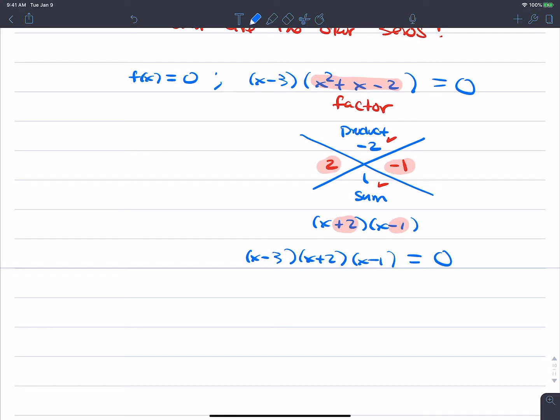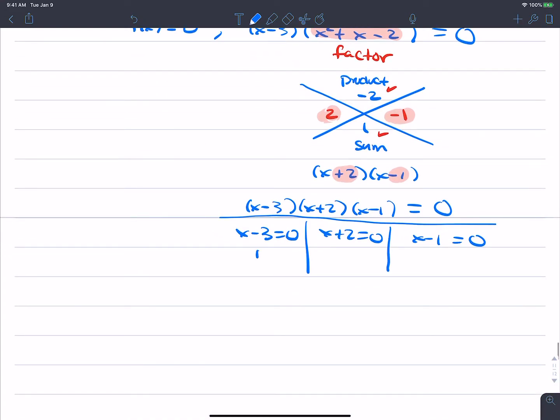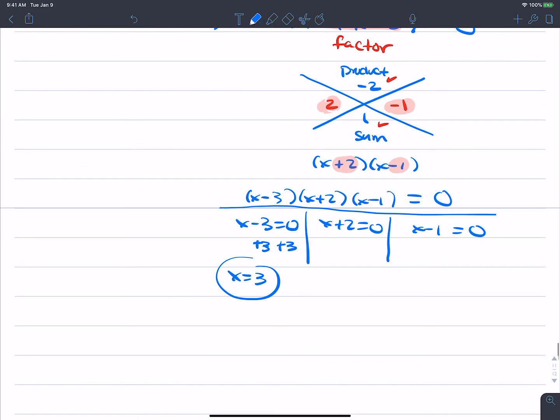Since we're finding the zeros, use the zero product rule. X minus 3 is 0, x plus 2 is 0, and x minus 1 is 0. So notice if I add 3 to both sides over here, I'll get x is 3. That is one of the zeros. We already knew that. Subtract 2, we'll get x is -2. This is another 0. Add 1 to both sides, and you end up getting the last 0. This is x is 1.